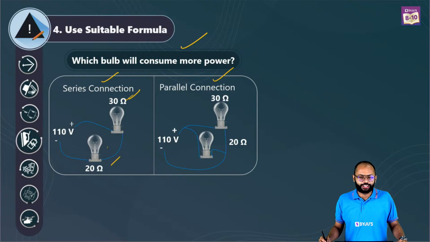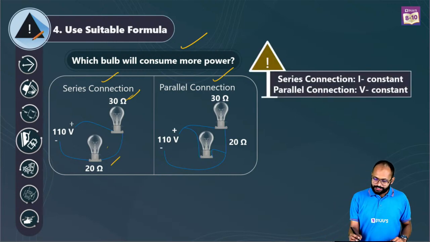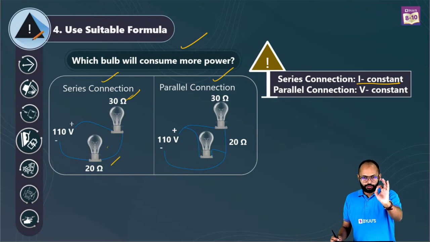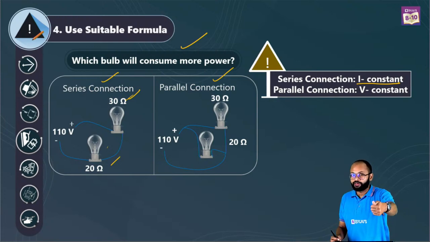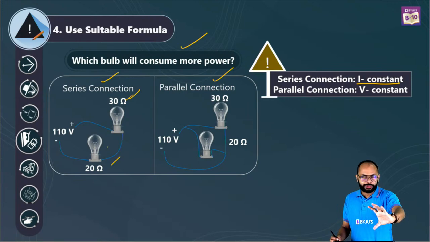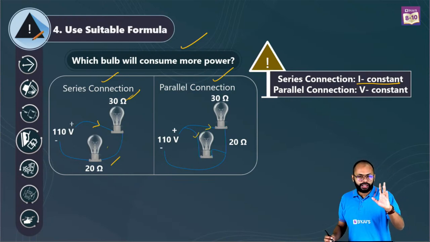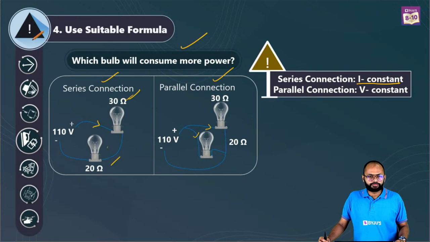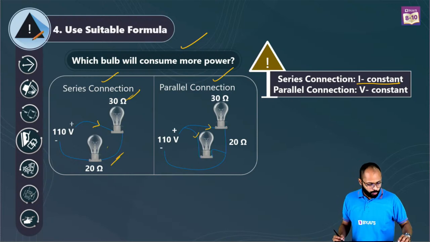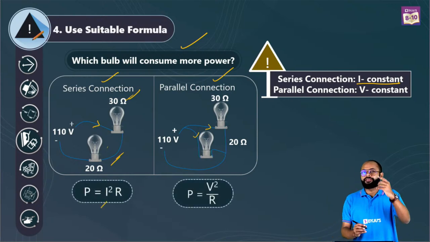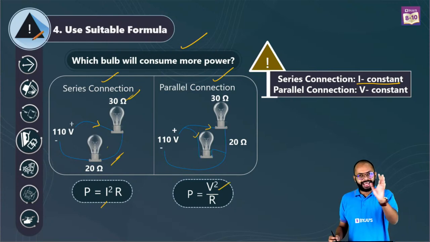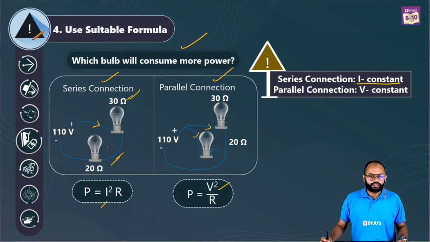Alright, I'll tell you. Series combination. What is the question asking you? Which bulb will consume more power? Means you have to analyze the bulbs individually, right? Now, in series, current remains the same. In parallel, voltage remains the same. So that's why we take care of current in the first and voltage in the second, because that is going to help us.